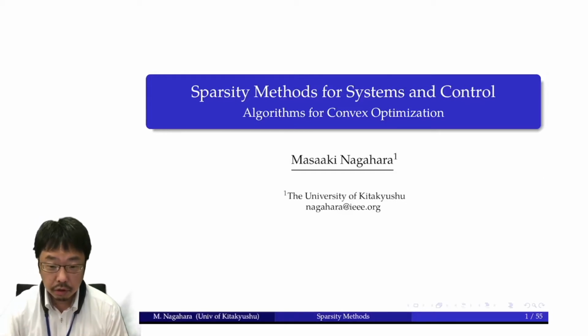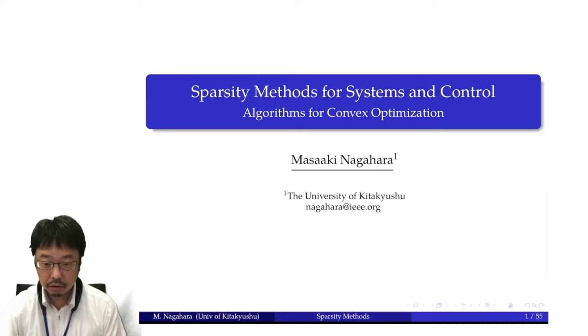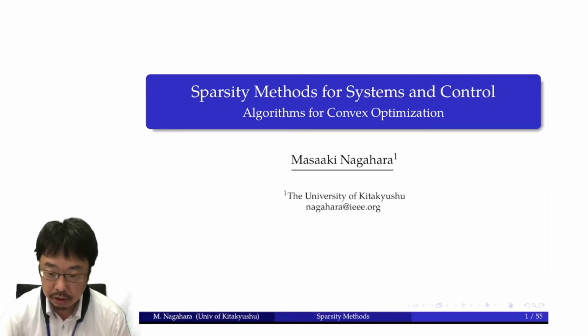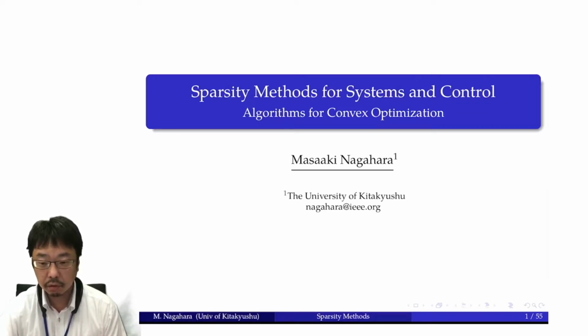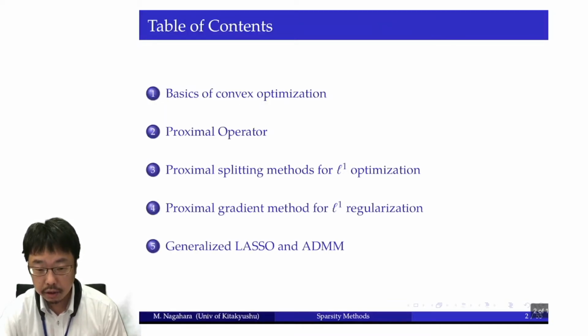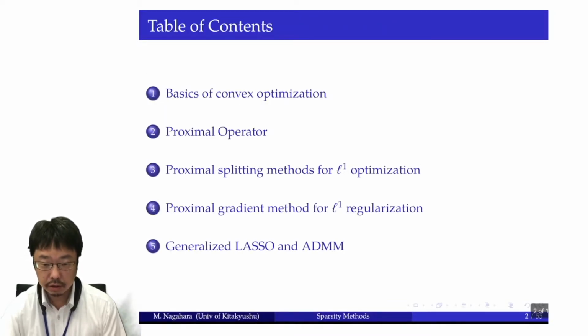Okay, we'll look into optimization algorithms for sparse optimization in more detail in this section. In particular, we will discuss algorithms for convex optimization. This is the table of contents.